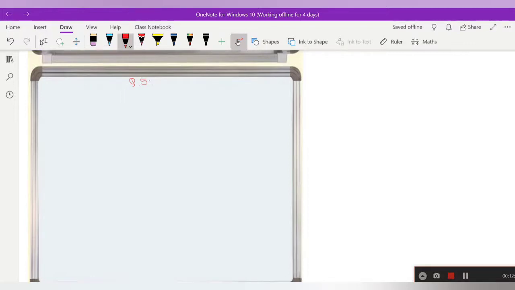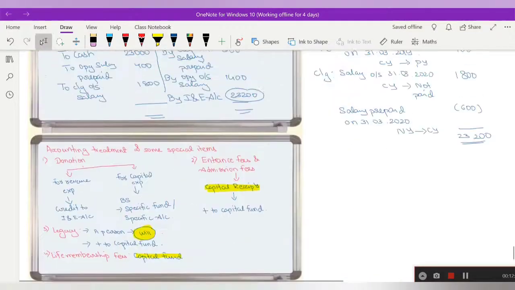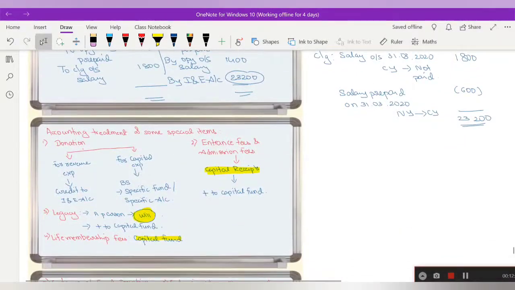Match fund word itself shows that it is a specific donation received and it is invested somewhere outside, right? That is why we call it match fund. And such specific donations will be shown where? In your balance sheet. We have already seen that, right? See here, we will revise it once again. When it comes to donations, right? Here it is.